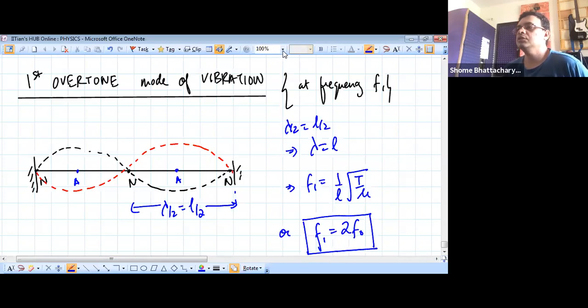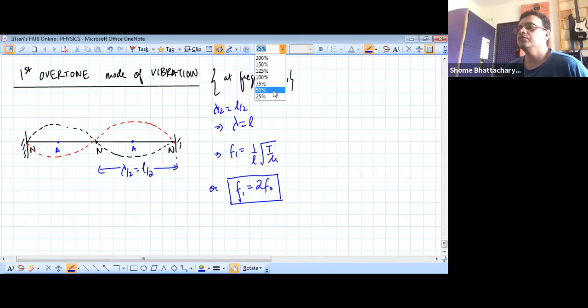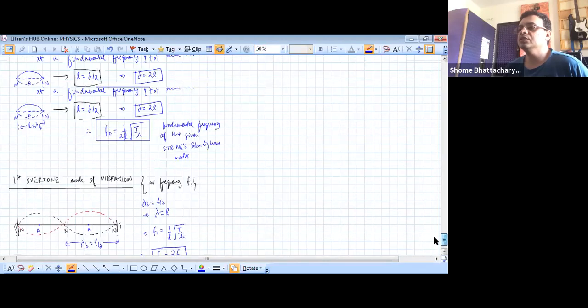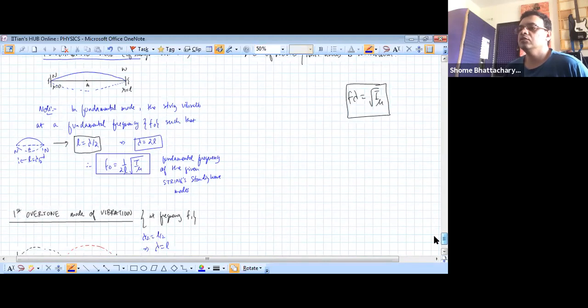So I'll just give you the comparison of the 2 modes of vibration, then you will understand this in more detail. The first overtone mode is where the shape of the string becomes such that you have another node in between the 2 fixed boundaries.